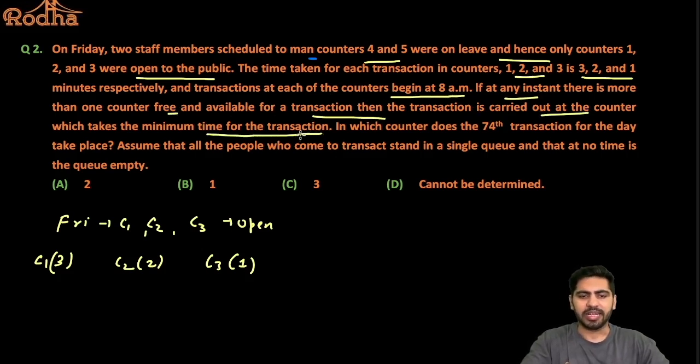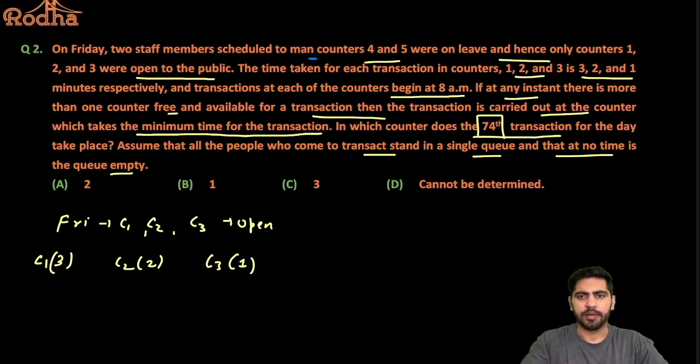So if at any instant more than one counter is free, for example, a transaction comes in and both counter 2 and counter 3 are free, because counter 3 takes 1 minute and counter 2 takes 2 minutes, the transaction would go through counter number 3, since it goes through the counter which takes the minimum time. In which counter does the 74th transaction for the day take place? Assume that all the people who come to transact stand in a single queue, and that at no time is the queue empty. So there are 74 people. In which counter should the 74th transaction take place?